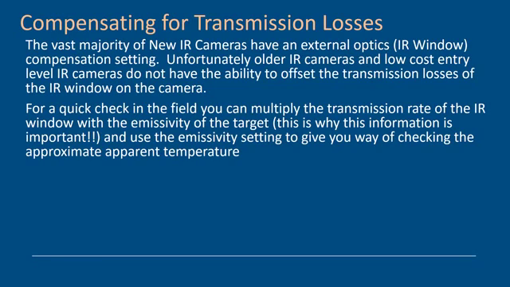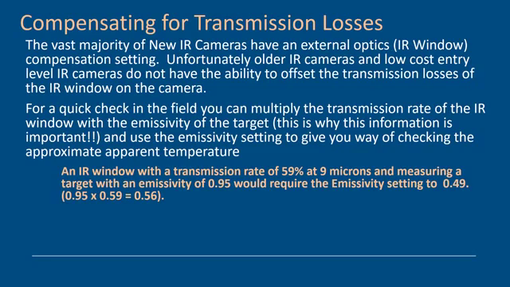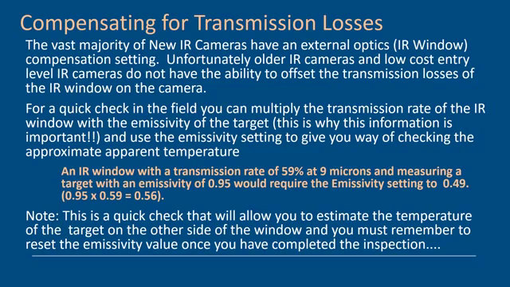So this is why it's always important that you know the emissivity of the target. Use the emissivity and multiply that by the transmission rate, and you'll get a good apparent temperature. In this instance, we know the transmission rate is 59% on this window at 9 microns. Measuring a target with an emissivity of 0.95, a bit of electrical tape, would require the emissivity to be set to 0.56, because I multiply 0.95 by 0.59, and I get 0.56.